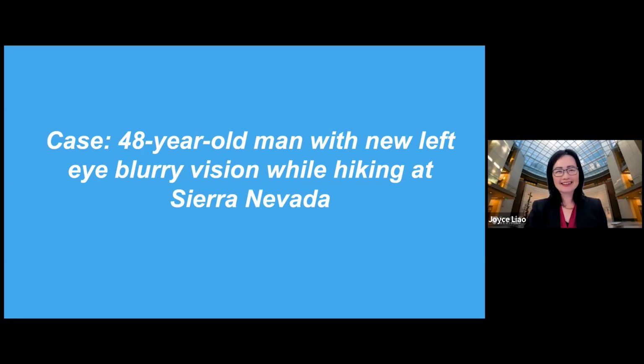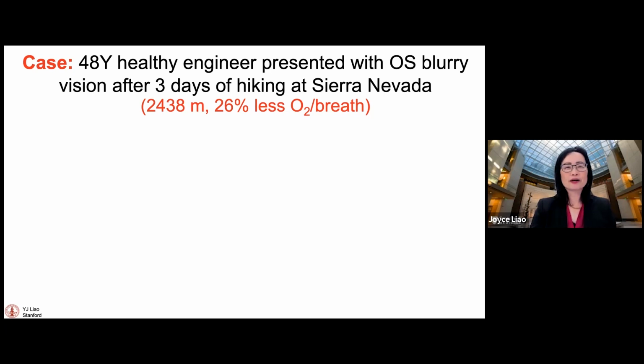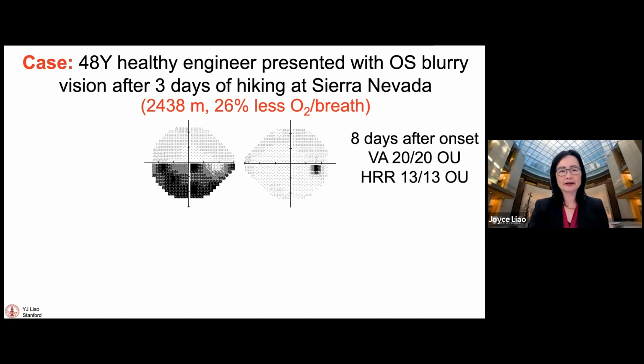The next case is a 48-year-old man with left eye blurry vision while hiking in high altitude, specifically at Sierra Nevada. At that altitude, which is 2,400 meters, he was breathing effectively 26% less oxygen per breath and vigorously exercising and hiking.